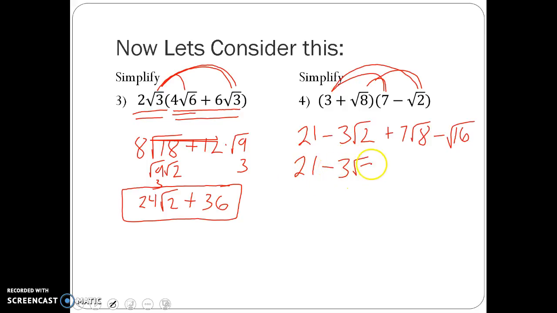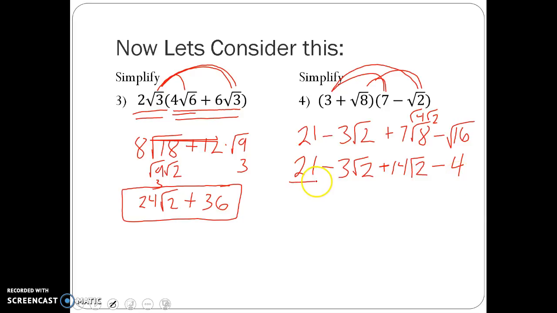That cannot be simplified, but the next number can be, because radical 8 is like 4 times 2. So the square root of 4 is 2, and 2 times 7 is 14. This is plus here. So 14 radical 2, because I can't take the square root of 2. And then minus the square root of 16, well, the square root of 16 is just 4.